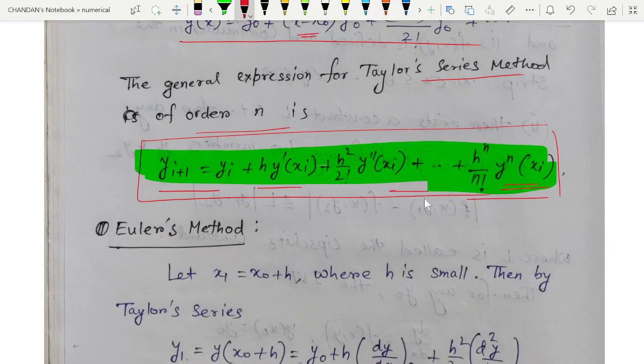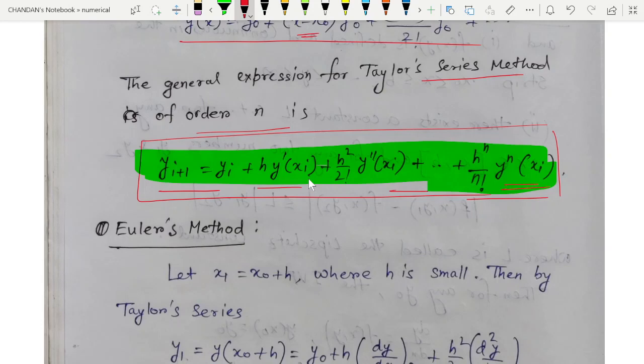In this method we get a very high amount of error. So that's why this is not a suitable method to solve the ordinary differential equation. For this reason we improved our methods to solve the problems. Now the next method comes, which is Euler's method.